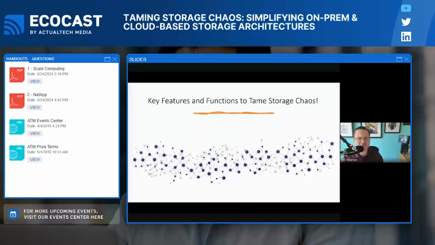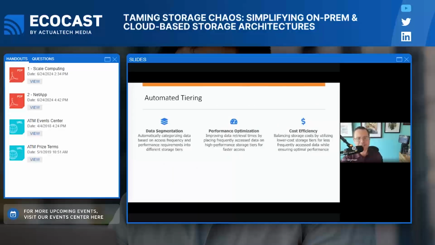But these are some key functions and features that I think are really important for you to keep an eye on. So data segmentation, performance optimization, and cost efficiency. Your ability to automate tiering of your data into pools and repositories is really, really critical because you're able to balance storage costs by utilizing lower cost storage tiers for less frequently accessed data while ensuring optimal performance.